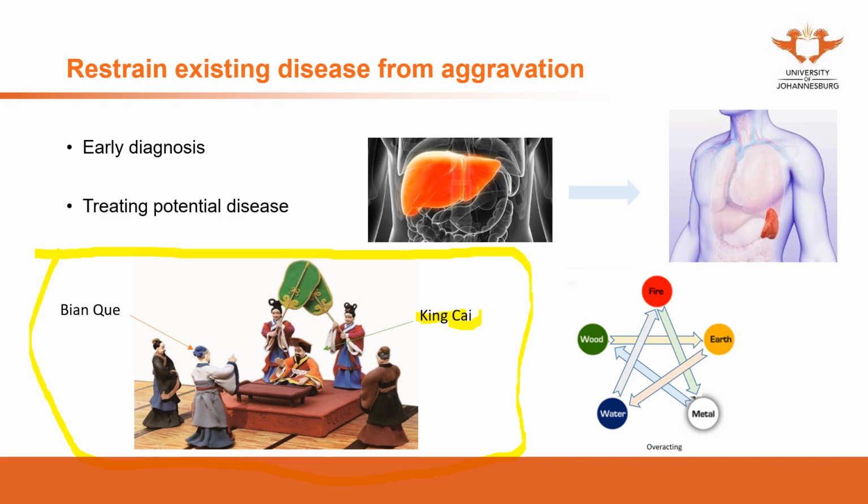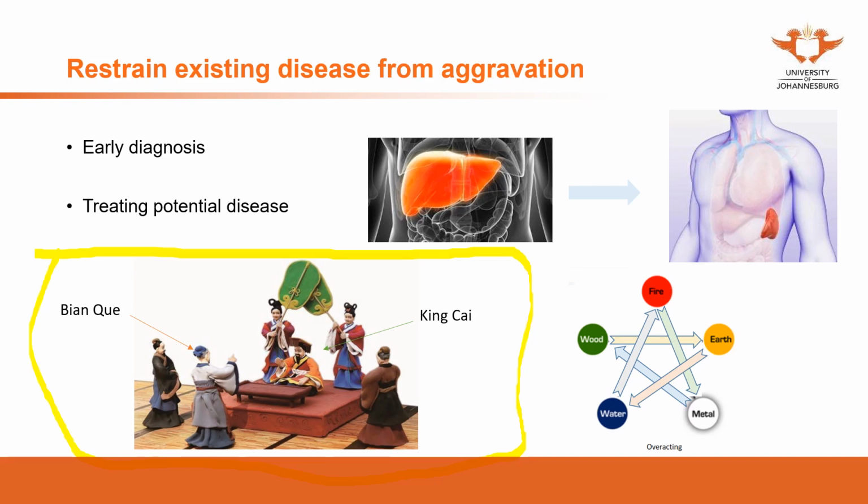So at that time, China was divided into different states. There was one state called Cai, so the king in the Cai state. And there was one doctor, a famous doctor, Bian Que. The story described that Bian Que met King Cai. And Bian Que told the king that you are sick, you need a treatment. And then the king was very unhappy, and Bian Que was chased away.